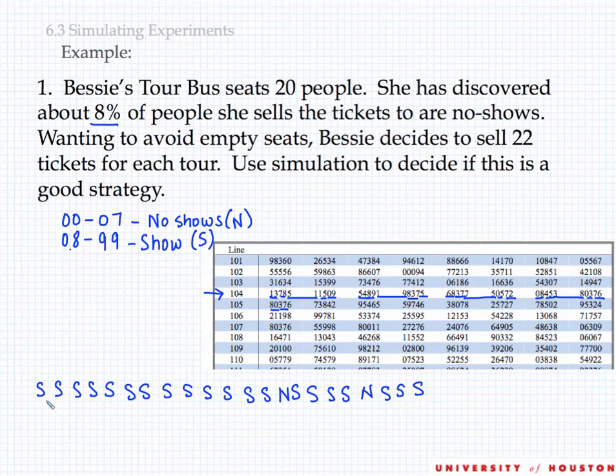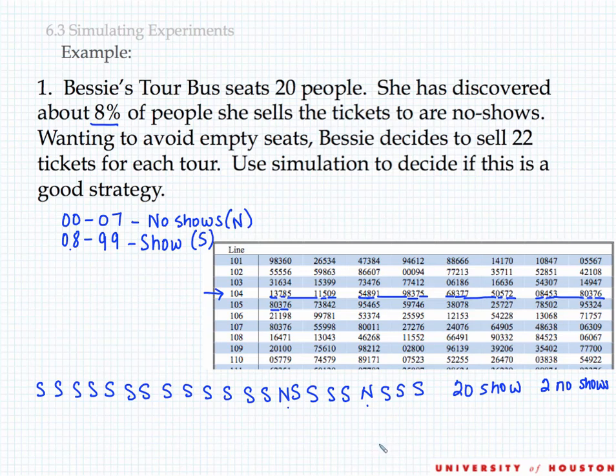This should be 22. So of this 22, I have 2 no-shows. So we have 20 that show and 2 no-shows. So she would have been safe with this simulation with her number of tickets sold and the number of people to seat. But if we'd have started at a different line, would she have also made a good choice?